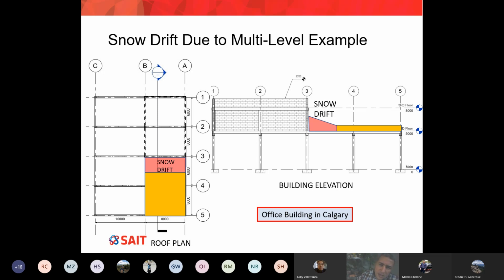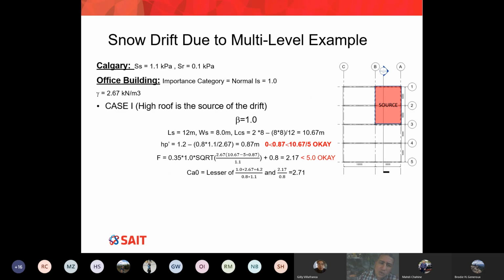Okay, now let me show you. I'm going to do all the cases, starting here with case number 1. Let me do it step by step. Number 1, here is my building, it's in Calgary, which means SS and SR are 1.1 and 0.1. Hopefully by now you remember those numbers. SS is 1.1, SR is 0.1, both in kPa. Next is office building. Office building is just normal importance. It's not a police station, it's not a power station, it's not post-disaster, so it's normal importance, and the IS is equal to 1.